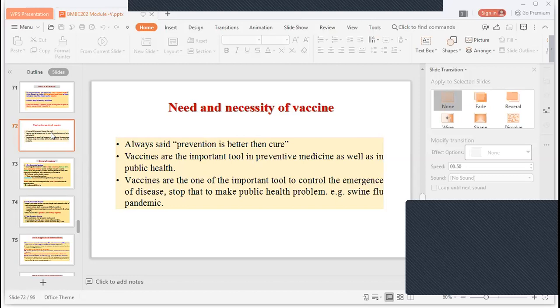If you want to stop the spread of a contagious disease like swine flu, or the pandemic coronavirus infection, then vaccination of the mass of people is the only way. This is the need or necessity for vaccination.